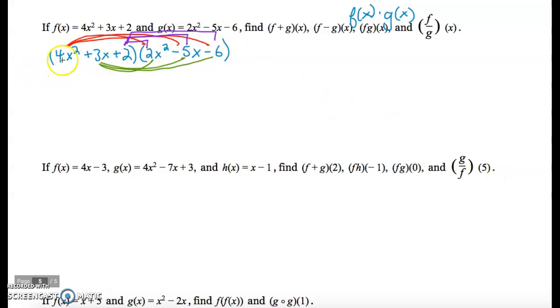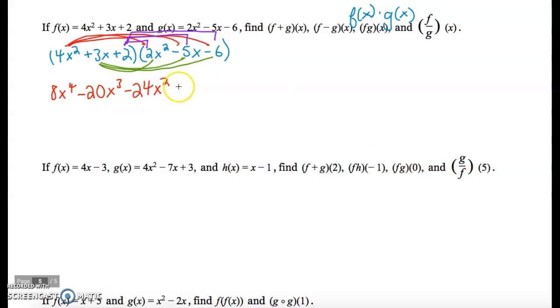All right, so 4x squared times 2x squared gives me 8x to the fourth. 4x squared times negative 5x gives me negative 20x cubed. 4x squared times negative 6 gives me negative 24x squared. So that's done with the first piece.